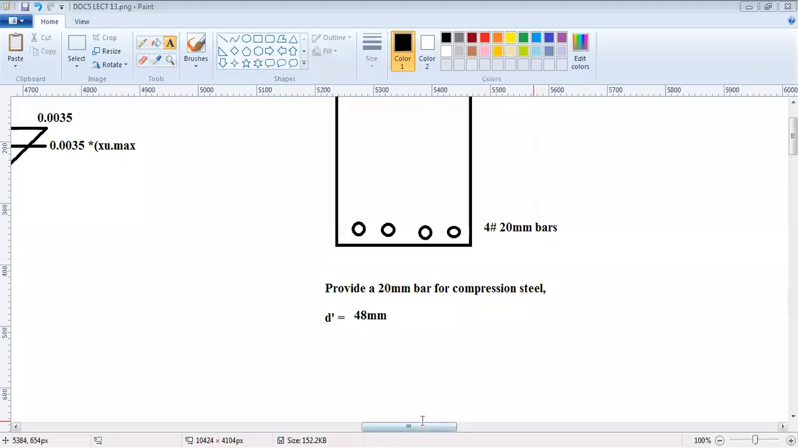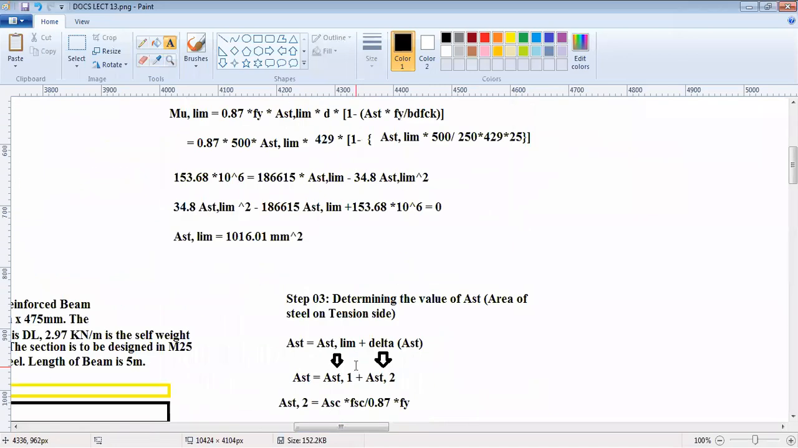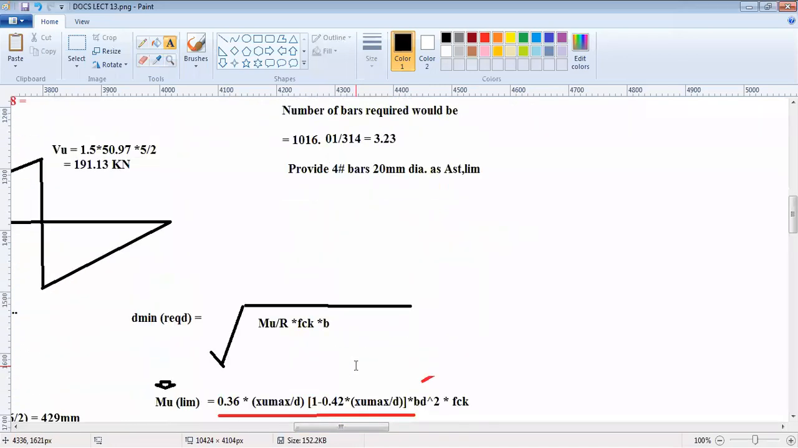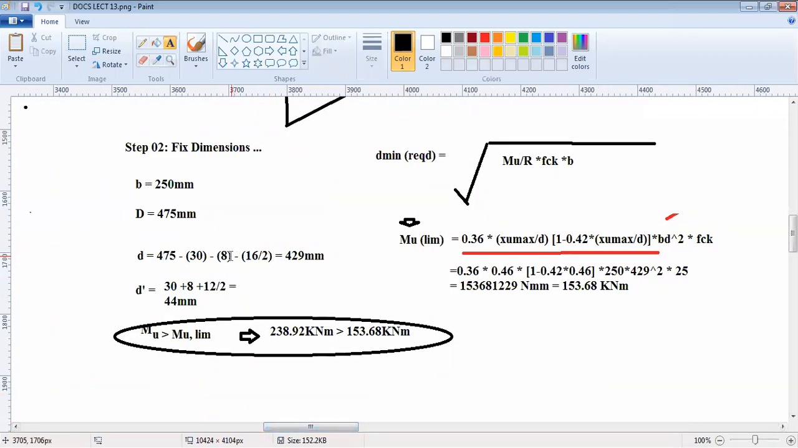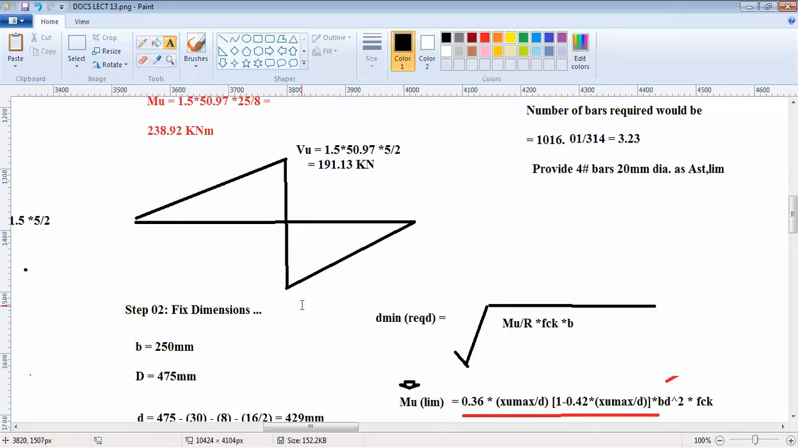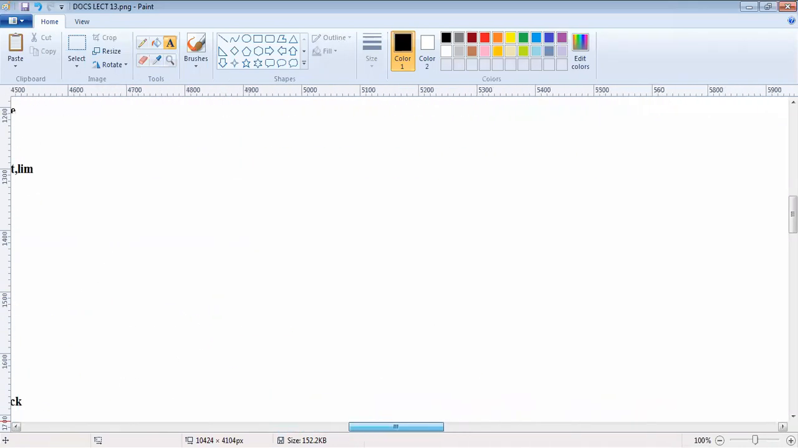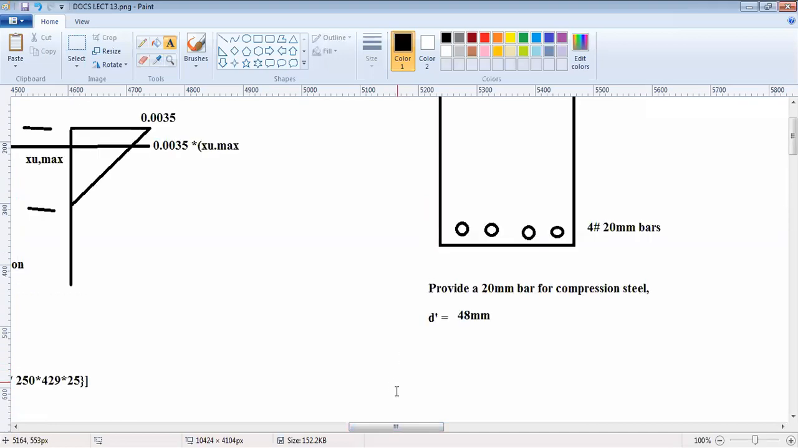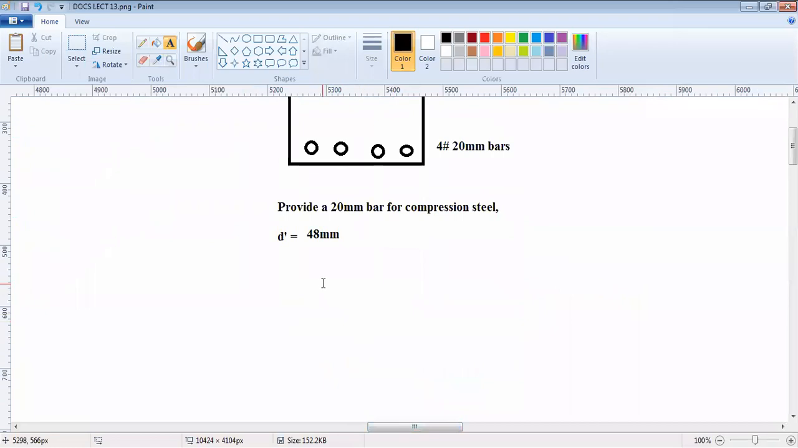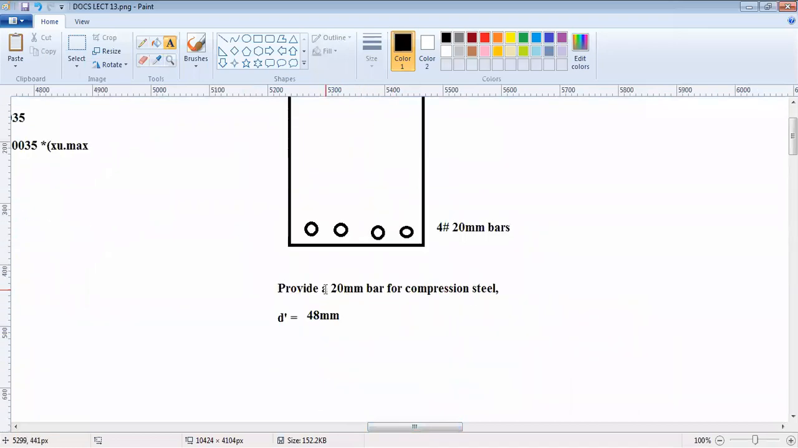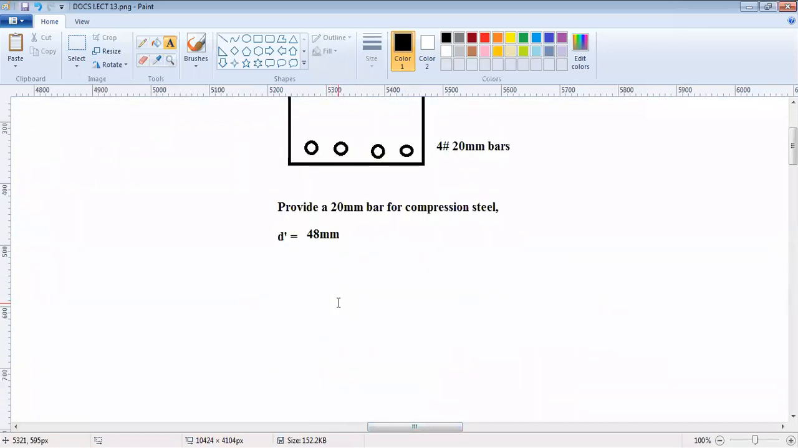Yes, you can revise that as well, but it will have least impact. It will not have much impact. Agar aap usko revise bhi karoge, this which we assumed, it will not have much impact in the overall calculations. You can revise it, but it will create a lot of problems for you to keep on revising the things. At this stage, we are continuing with the process. So, hum 20 mm ka bar compression reinforcement ab provide kar rahe hain. So, D dash is 48 mm here.